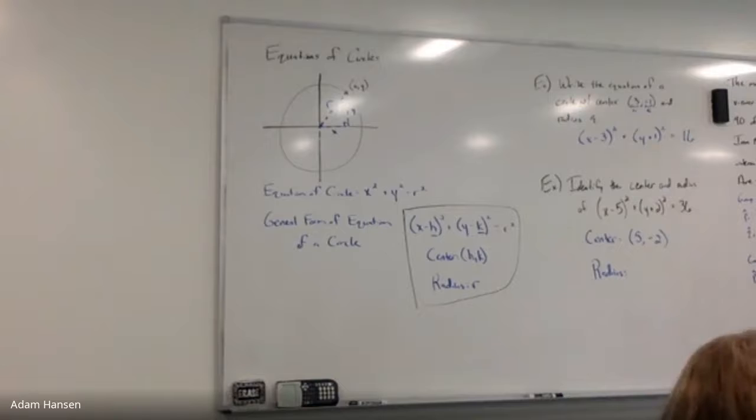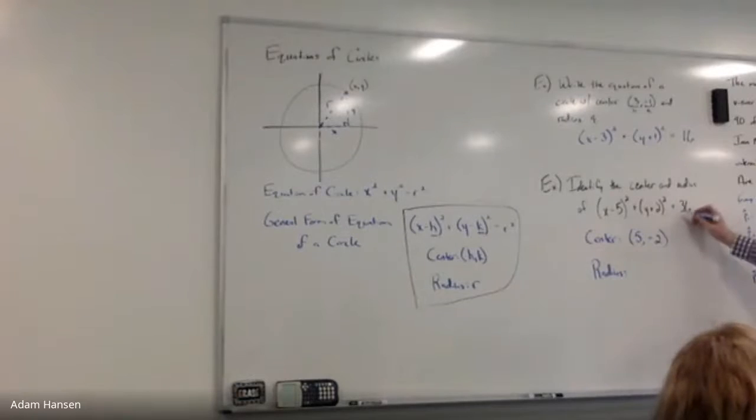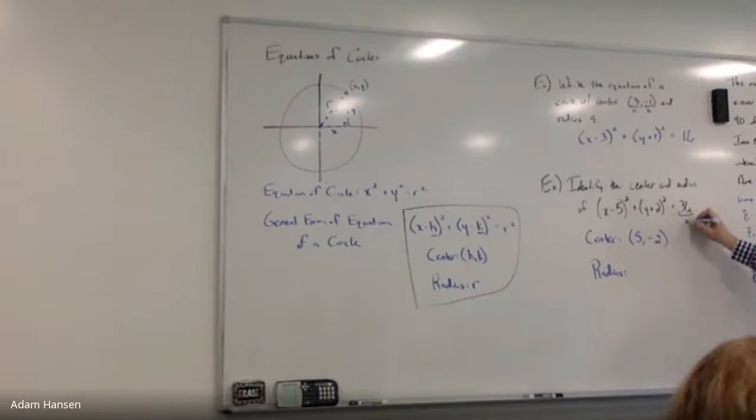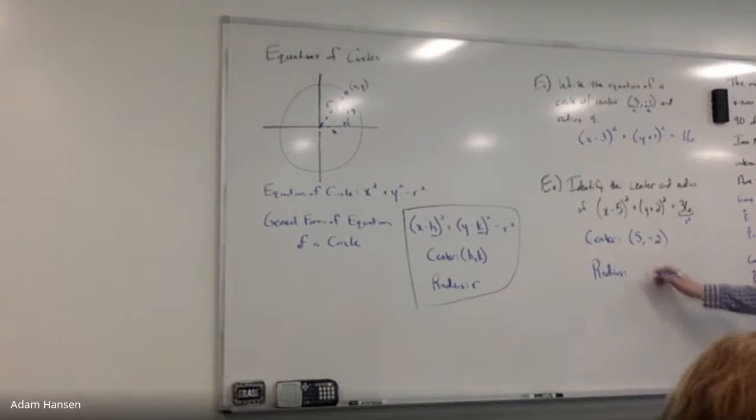What's the radius? I see 36. Why not 36? Yeah, it's already been squared, hasn't it? The equation is equal to r squared. So if I see equals 36, what squared makes 36? Just take square roots.